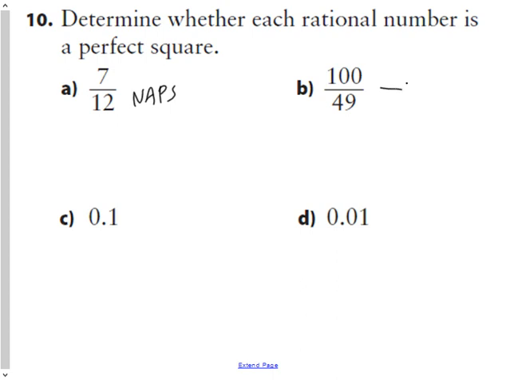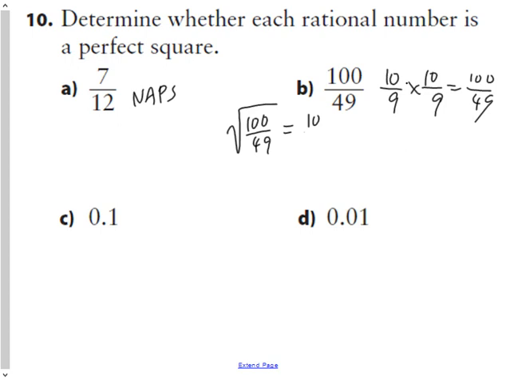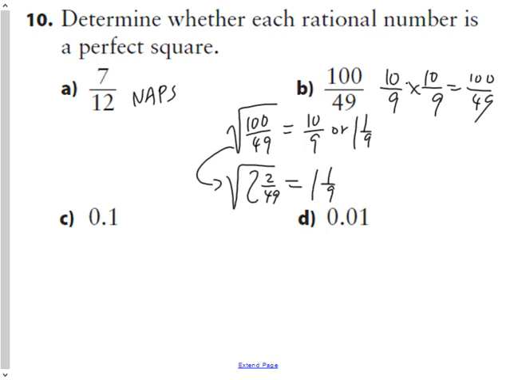Question B, what fraction times itself is 100 over 49? This is a perfect square because the numerator would be 10. 10 times 10 is 100, and 7 times 7 is 49. So therefore, if I ask you the question, what is the square root of 100/49, you would say it is 10 sevenths or 1 3/7. Another question I might have asked, instead of asking you this way, is what is the square root of 2 and 2/49? Because 2 and 2/49 and 100/49 are the same number, just improper and mixed. And the answer for this would be 10 sevenths or 1 3/7.